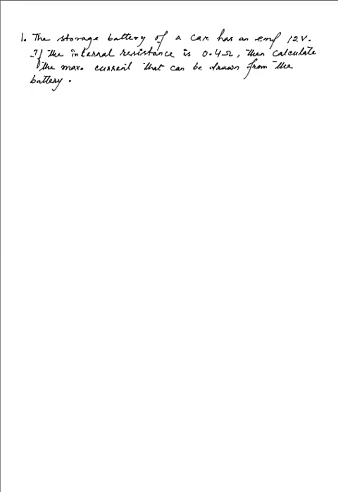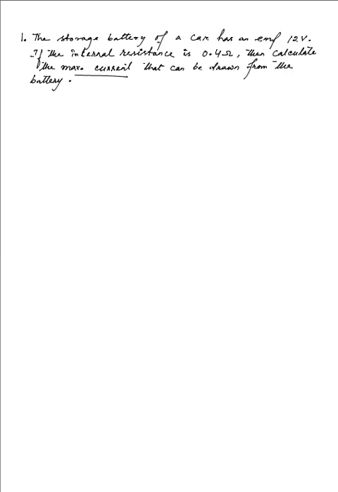This video deals with a few numericals on current electricity. The first question goes like this: the storage battery of a car has an EMF of 12 volts. If the internal resistance is 0.4 ohms, then calculate the maximum current that can be drawn from the battery.